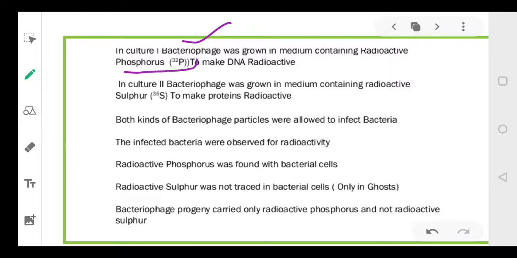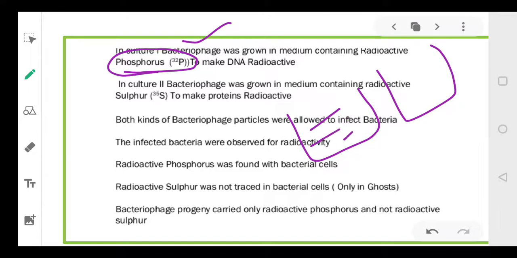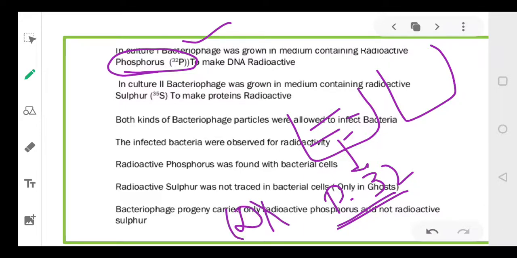In one we have made the phosphorus radioactive. ठीक है, अब हमने 2 मीडियम में bacteriophages को ग्रो किया. In first medium we have phosphorus radioactive. हमने phosphorus 32 को रेडियोएक्टिव इंड्यूस किया जिससे कि हम डीएनए को रेडियोएक्टिव बना सकें. Now why we have taken phosphorus 32?